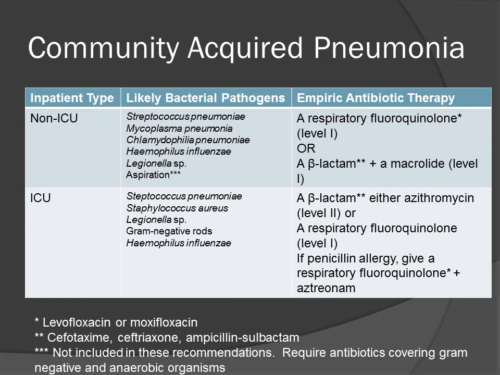ICU patients, you're still thinking Streptococcus pneumoniae, but you can also think Staph aureus, Legionella, some gram-negative rods, depending on what your risk factors are, and Haemophilus influenzae. So if you have an ICU patient, you're going to think about a beta-lactam and either azithromycin or a respiratory fluoroquinolone.